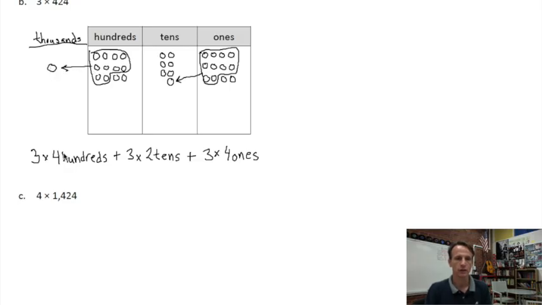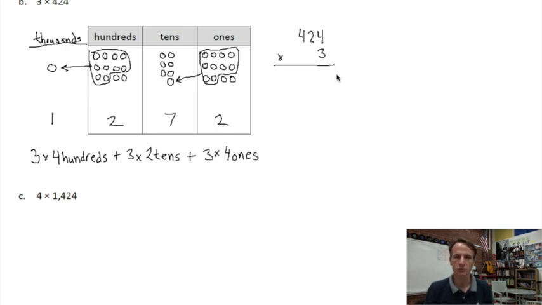All right. And I just want to take a moment and note what we actually have here. So we're left with 1,000. We have 2 hundreds, 7 tens, and 2 ones after the regrouping. Now let's go ahead and do it out as partial products. So we have 424 times 3.